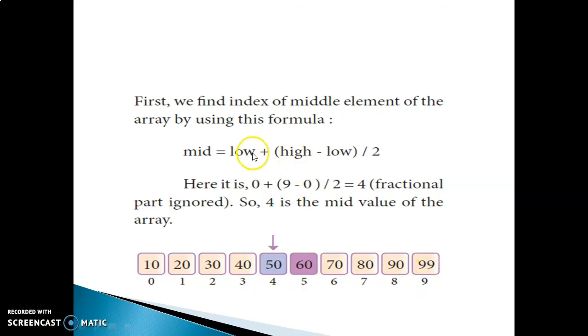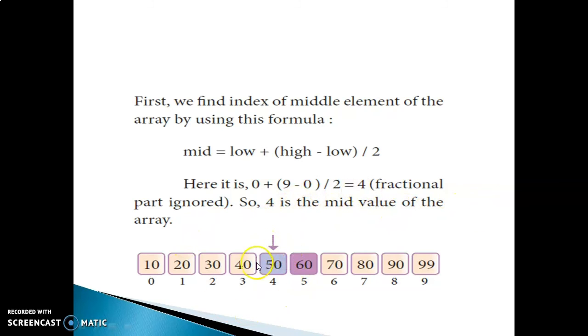So low value is 0 plus (high index value 9 minus 0) divided by 2. So 0 plus 9 is 9. 9 divided by 2 is equal to 4.5. Here the fractional part is ignored, so we take only the integral part. That is, 4 alone will be taken. So 4 is the mid value index of the array.